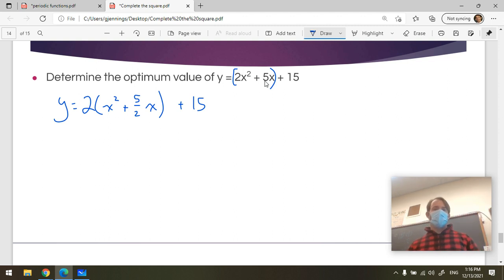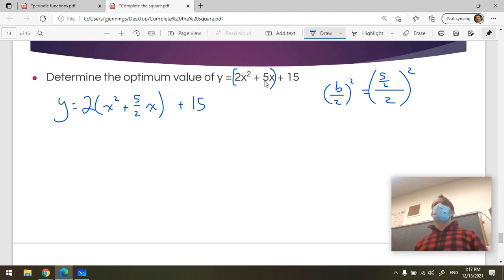Okay? So now I take a look at 5 over 2. That's my b. So I'm going to take my b over 2 squared and find out what my Jerry Maguire number is. Here's my b. It's 5 over 2. So if I do 5 over 2 divided by 2 and then square it, well, 5 over 2 divided by 2, that's like saying I have 5 halves of a pizza and I divide each half in half so that each half becomes a quarter. I now have 5 quarters of a pizza.